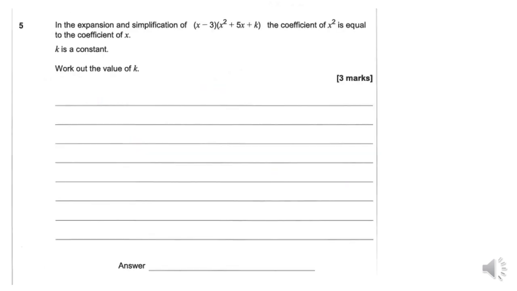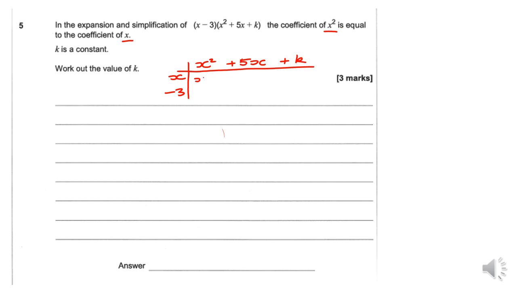Right, next up, we're going to have a little look at this question where it's really going to be about comparing the coefficients. So we know that the coefficient of x squared is equal to the coefficient of x. So I'm going to set myself up a grid like I would do if I had to expand these brackets anyway. So I'm going to have x and negative 3, and then I'm going to put x squared plus 5x plus k, just to see where all of these coefficients come from, and then I'll be able to compare them.